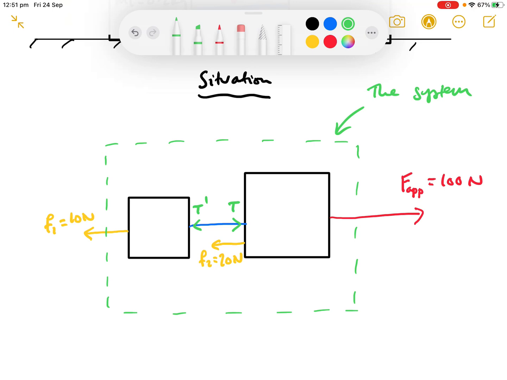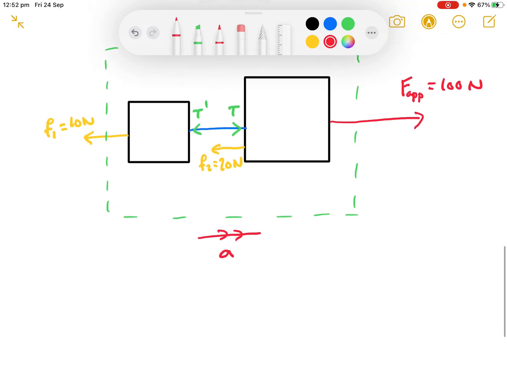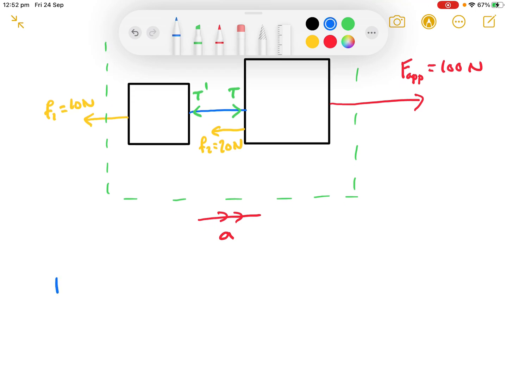Okay, so let's imagine then that the whole system is indeed accelerating to the right, and you can show that outside the dotted line with a double-headed arrow. Keep it outside the dotted line so you don't get it mixed up with a force, and the double-headed arrow shows it's an acceleration. So here is the typical question then.